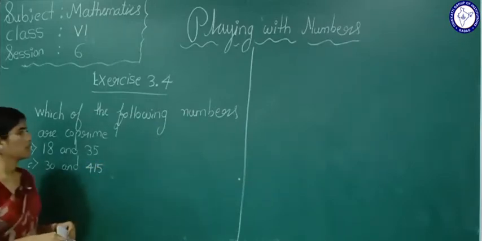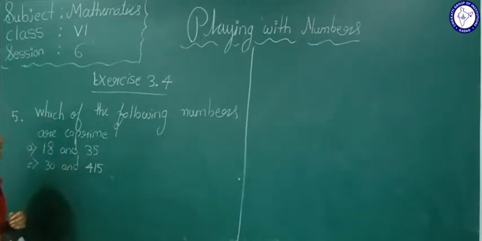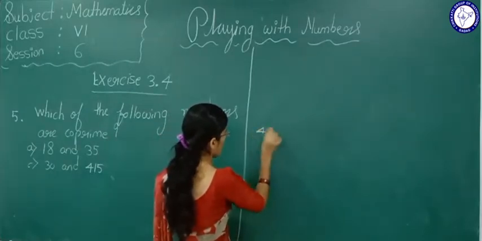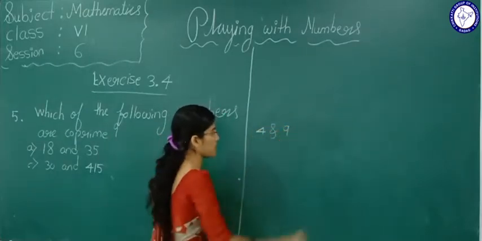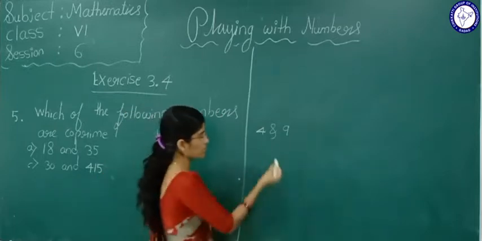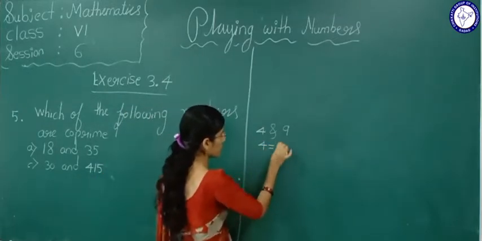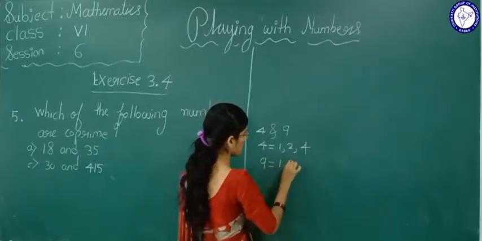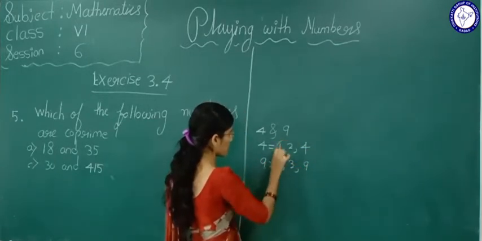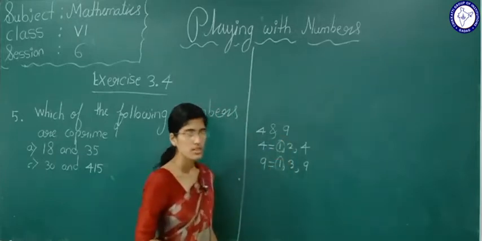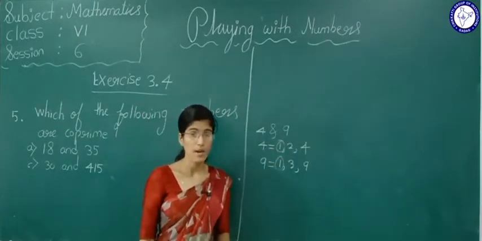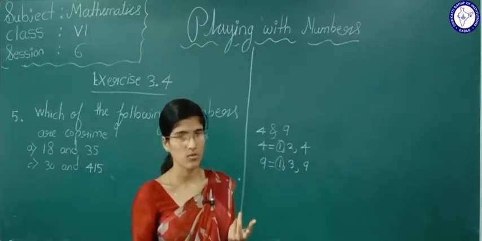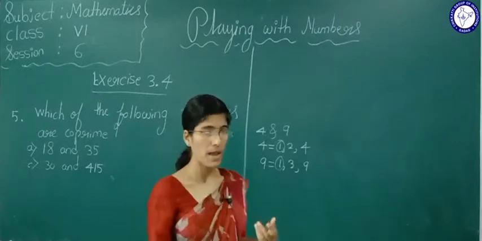Now see here, they are asking which of the following numbers are co-prime. Say what is the meaning of co-prime. See here, I am telling here 4 and 9 are co-prime. What are the factors of 4? 1, 2, 4. What are the factors of 9? 1, 3, 9. So what is the common factor here? 1. Two numbers are called co-prime numbers if they have the common factor 1 only. That is called co-prime numbers.